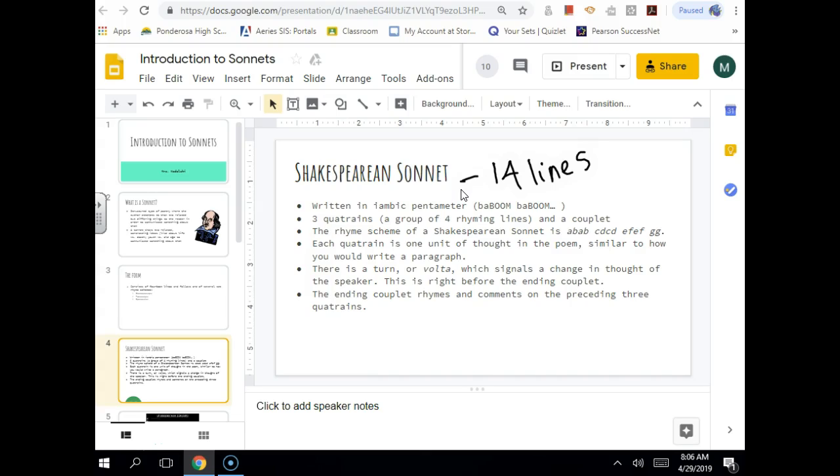There are 3 quatrains, which is a group of 4 lines, and a couplet, okay? How many lines are in a couplet? 4. Oh, wait, 2. Quatrain has 4, okay? So now we have 14 lines, and it's broken up into 4, 4, 4, 2, okay? So it's going to be quatrain, quatrain, quatrain, couplet. Again, this is my stuff, okay? Stay with me. The rhyme scheme is A, B, A, B, C, D, C, D, E, F, E, F, G, G. So basically every other word is going to rhyme. Okay, so A, B, A, B. The A's are going to rhyme, the B's are going to rhyme, and there's going to be a new format at the end. Does that make sense?